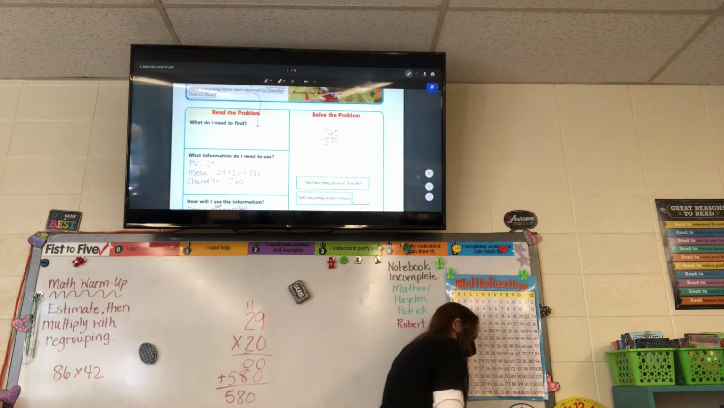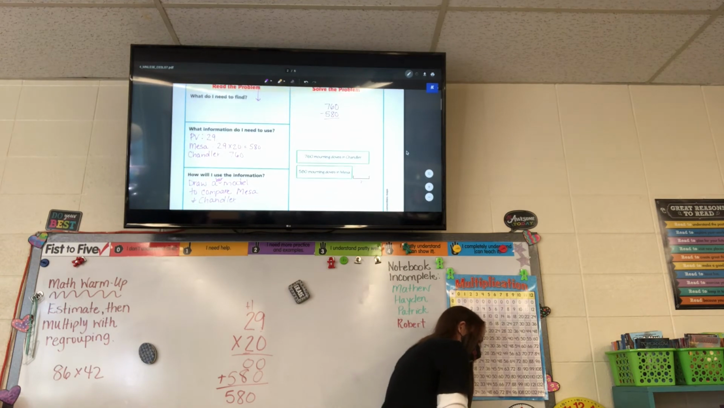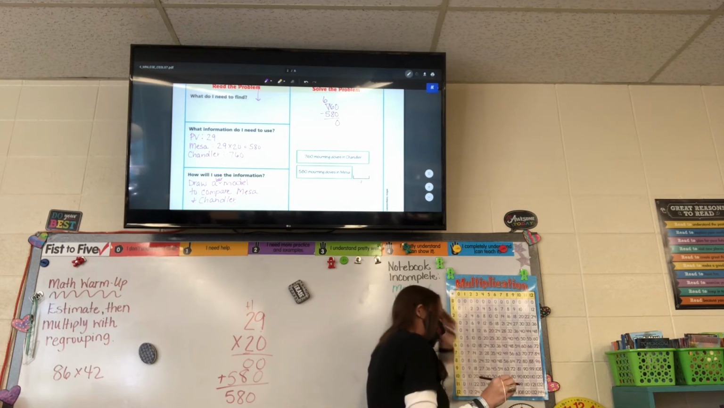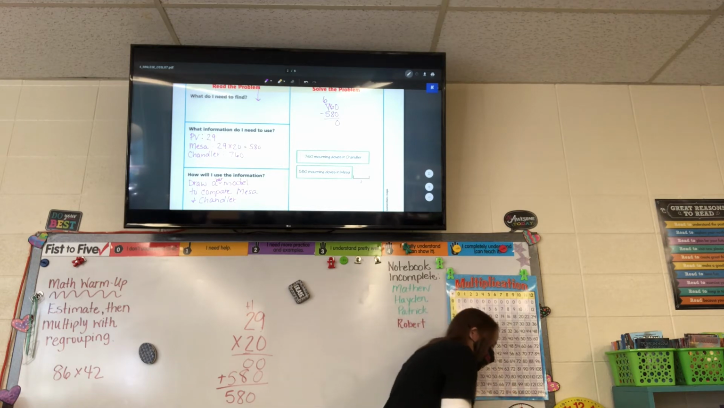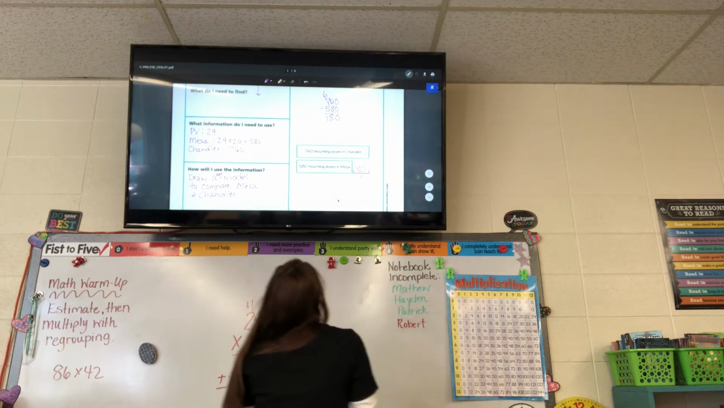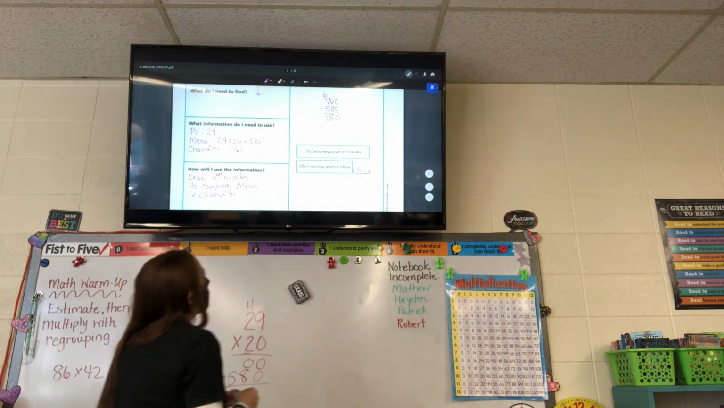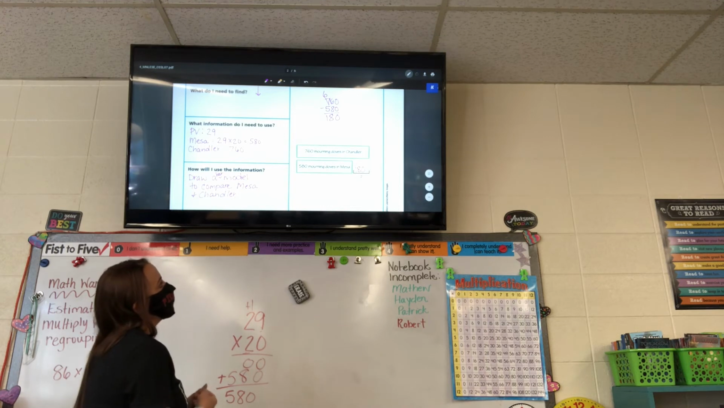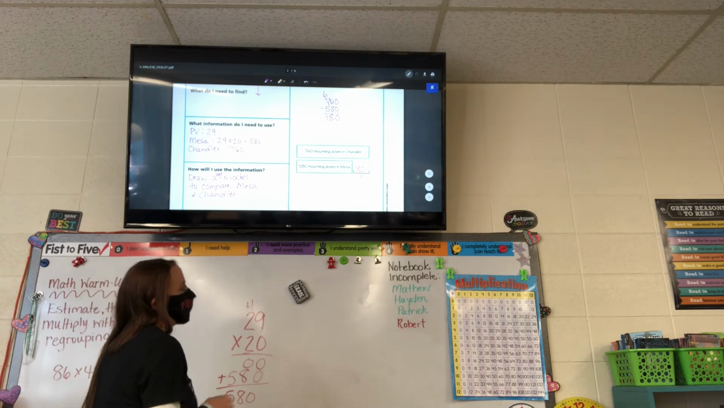0 minus 0, 0. 6 minus 8, can't do it, so we're going to borrow from the 7, make it a 6. Put a little 1 in front of our 6 and make it a 16. 16 minus 8, 8. And 6 minus 5, 1. So in the gap, there's actually 180, that's the difference. So that means that Chandler spotted 180 more mourning doves than in Mesa.